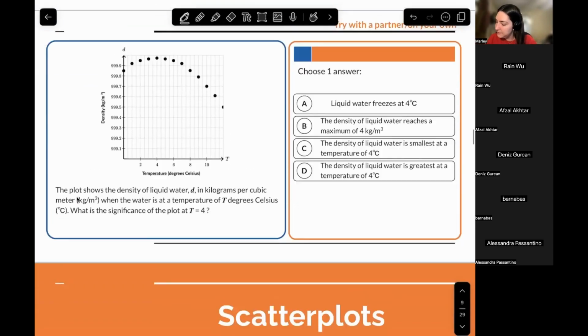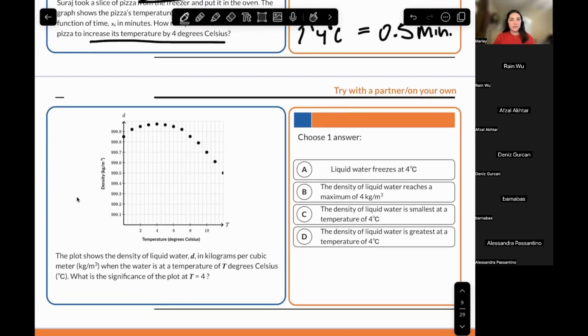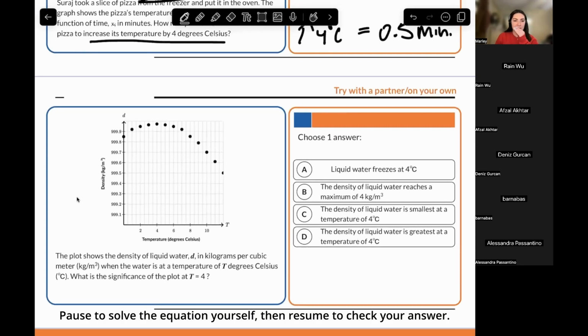All right, let's keep going. So this one is giving us some measurements again, with degrees and density. And then they're trying to get us to say what's so significant about t equals 4. So I'll give you guys a minute to read through those answer choices and then let me know what you're thinking the answer might be. All right, so far we've got one answer, 2 answers.